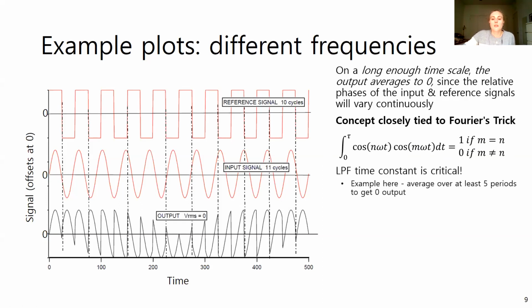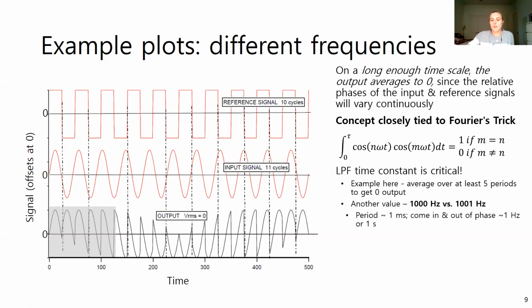So again, this time constant, in the shaded box here, I'm showing that you need to average over at least 5 periods of the reference signal. You can see over here, it's mostly positive, then it's going to negative to get the 0 output. But if you only average, let's say, over 3 periods, you would get a positive value, then mostly negative. So you always want to err on the side of a longer time constant than a shorter time constant.